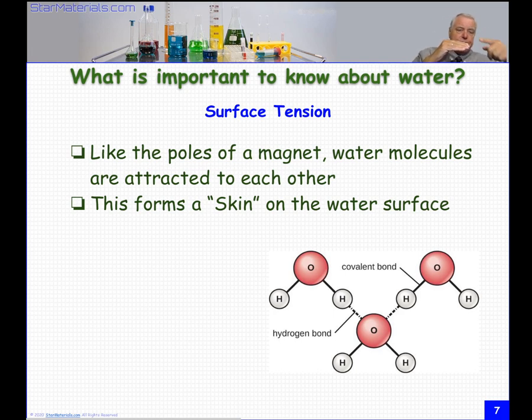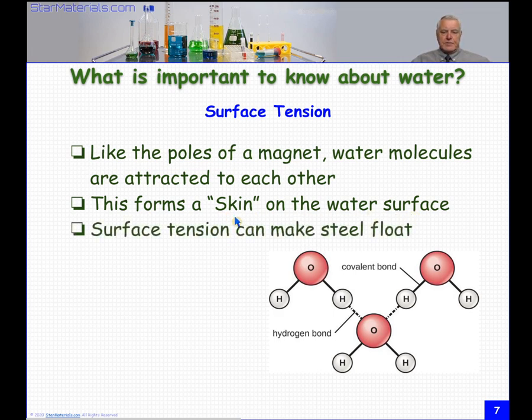But they kind of fall over and form more bonds. This forms a skin on the water surface. It's called surface tension. And that can make steel float. Let me show you a picture of that.